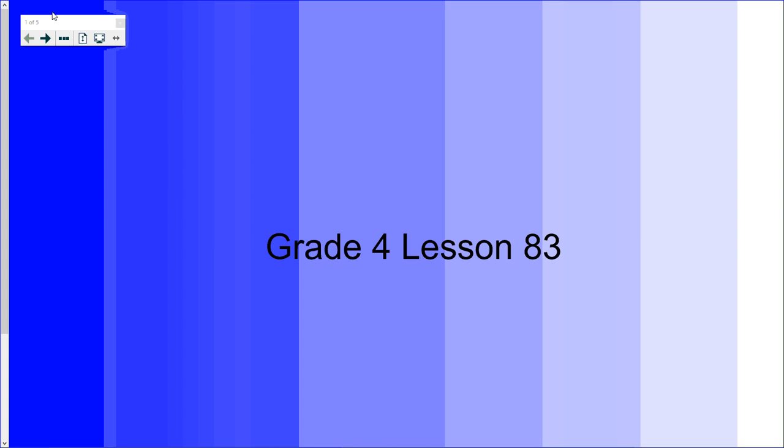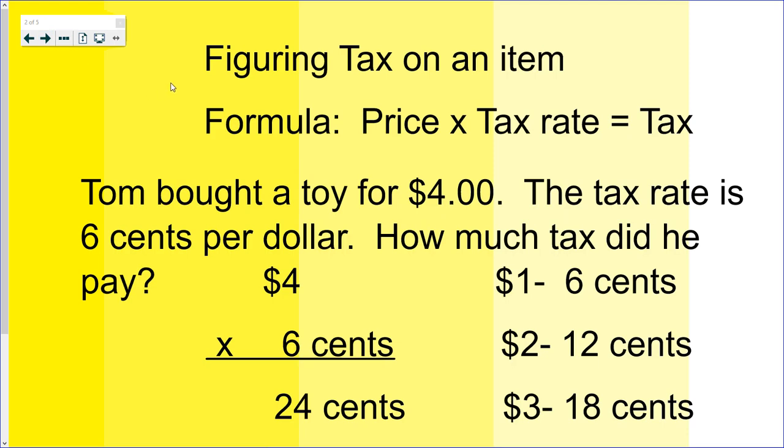We are doing lesson 83 today, and let's take a look at our ideas for today. So we're going to talk about tax and word problems and things like that. We're going to start out by looking at how do we figure out tax on an item. Now this is a real world situation. It's something that you'll deal with. So let's figure out these taxes.